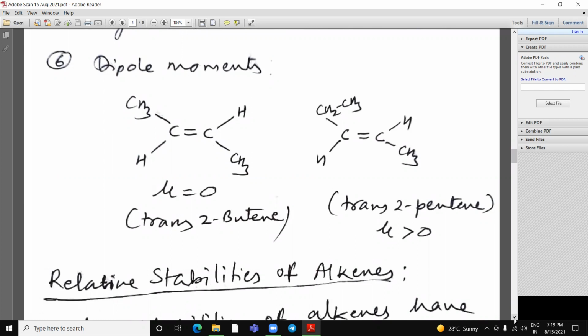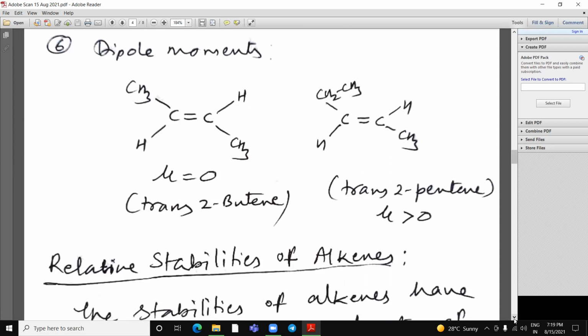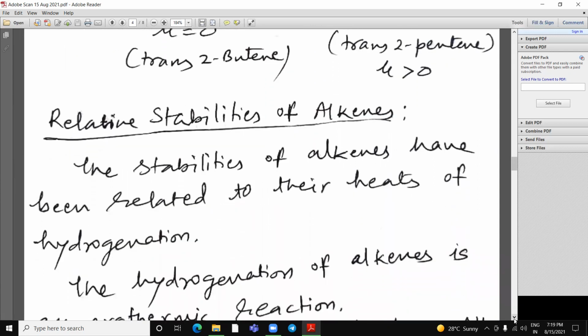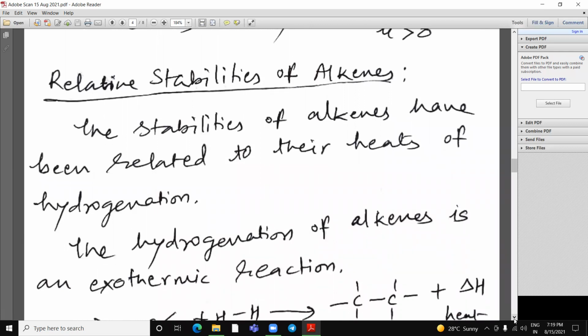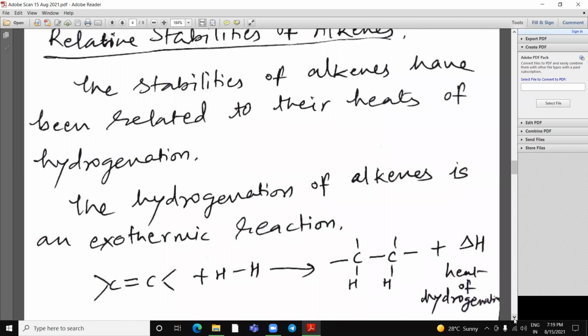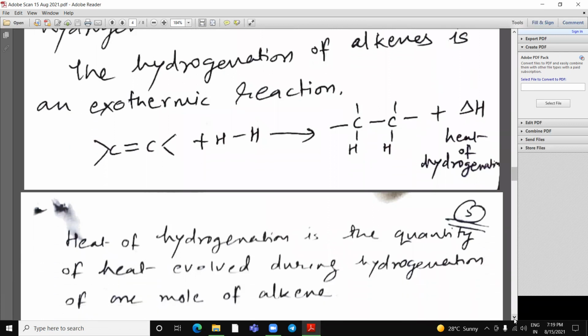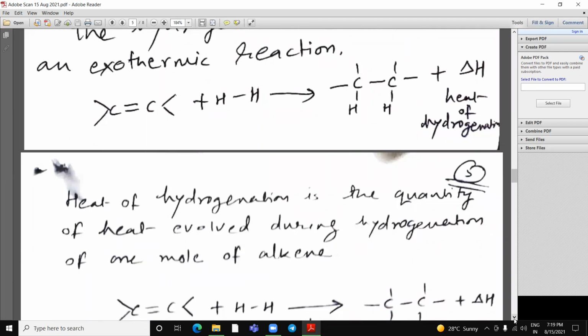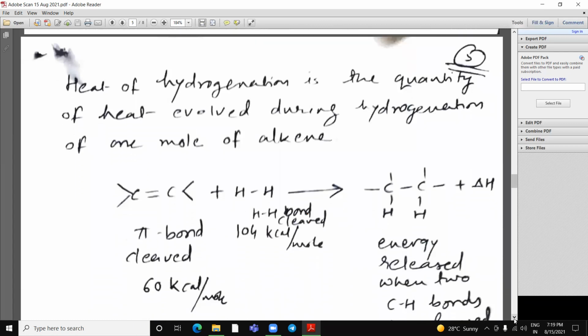trans-2-pentene has slightly higher, and cis-2-butene has more dipole moment. Relative stabilities of alkenes. The stabilities of alkenes have been related to their heats of hydrogenation. The hydrogenation of alkenes is an exothermic reaction. Heat of hydrogenation is the quantity of heat evolved during hydrogenation of 1 mole of alkene.